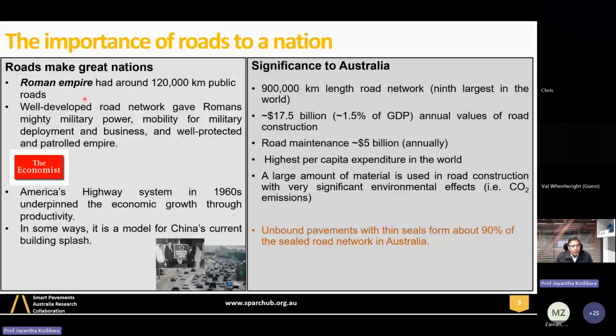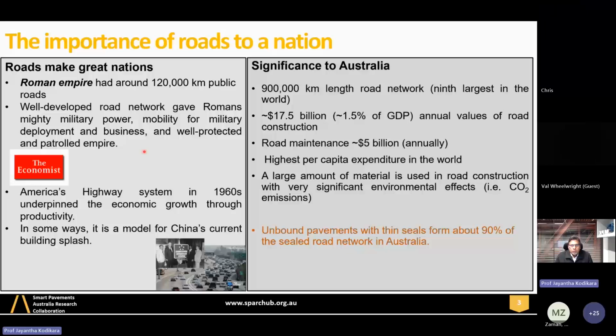Then your own country, America, developed in the 1960s a fantastic highway system with redundant space, and that actually underpinned the economic growth through productivity in your country. And in some ways, it's a model for China at present.